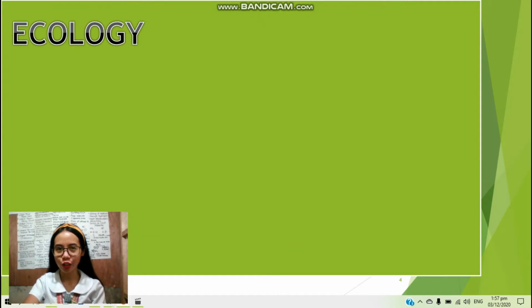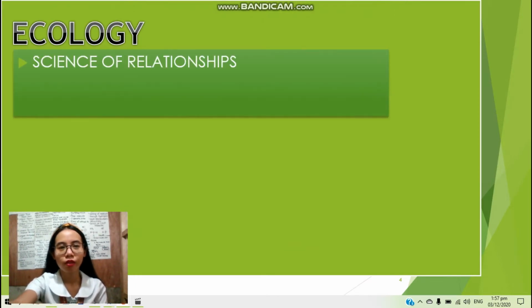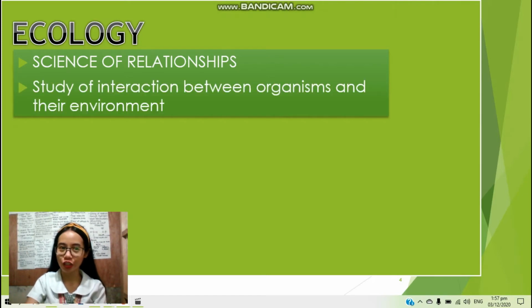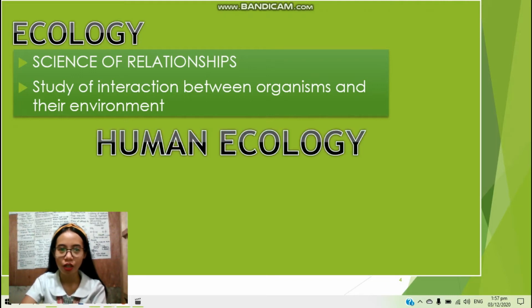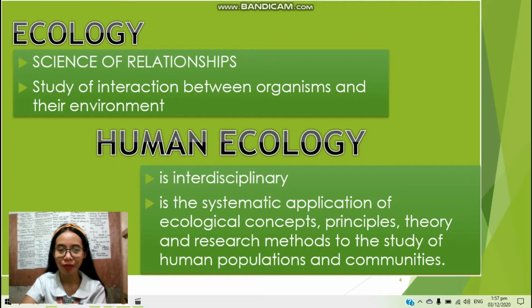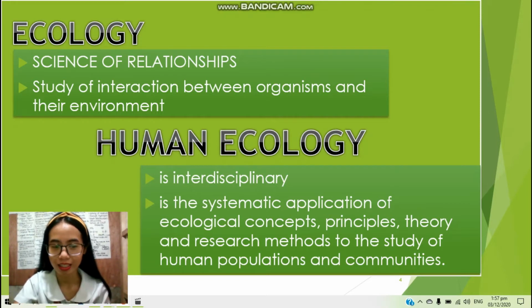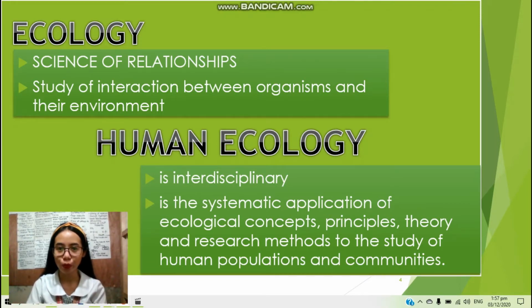So, what is ecology? Ecology is the science of relationships and the study of interaction between organisms and their environment. Human ecology is interdisciplinary. It is a systematic application of ecological concepts, principles, theory, and research methods to the study of human populations and communities. When we say interdisciplinary approach, both biological ecology and human ecology have to draw intensively on other disciplines that are relevant in understanding the behavior of organisms.